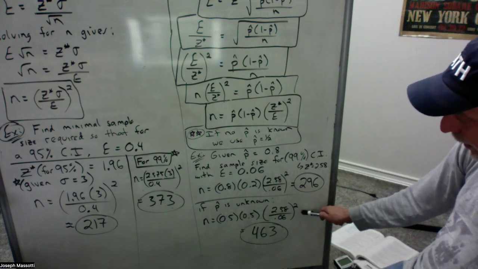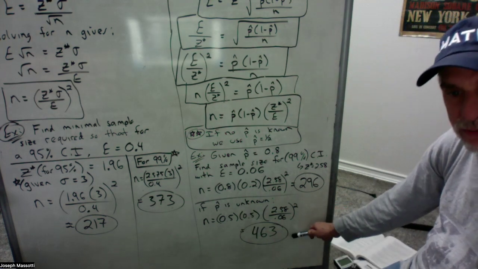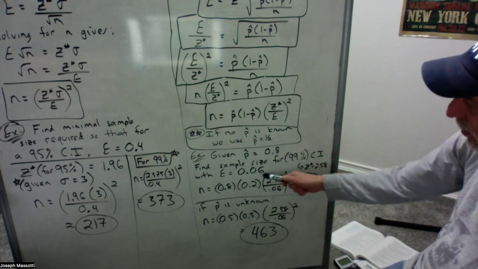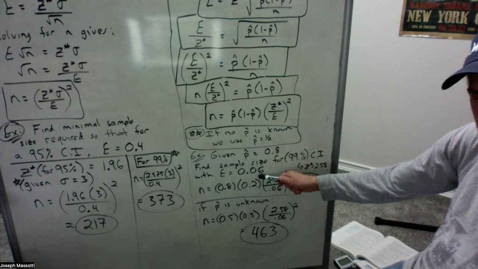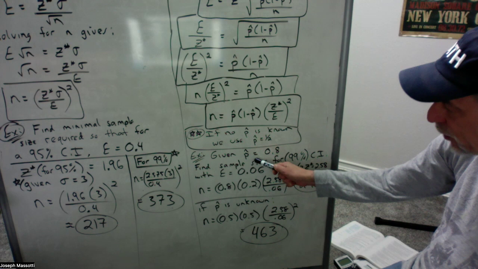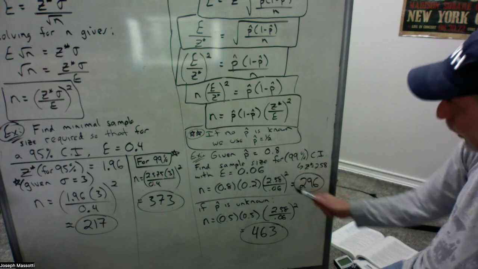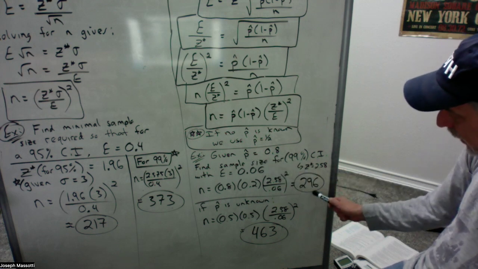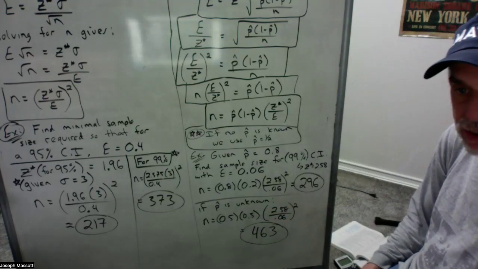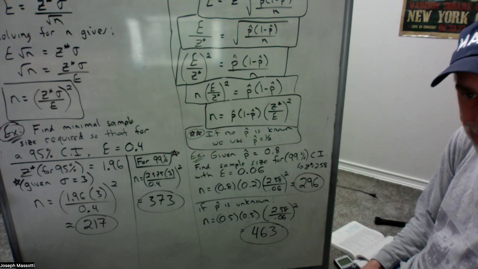So if we don't know what p hat is, we need to include more individuals in the sample to achieve our 99% confidence interval with a maximum error of 0.06. If we have an estimate for p hat, we need fewer individuals in the sample. If we're missing that information, we need more individuals in the sample to satisfy the conditions.